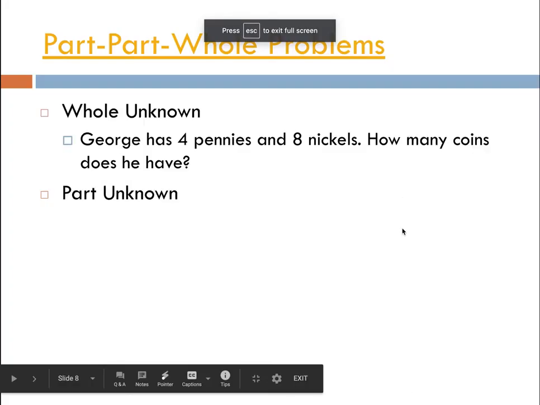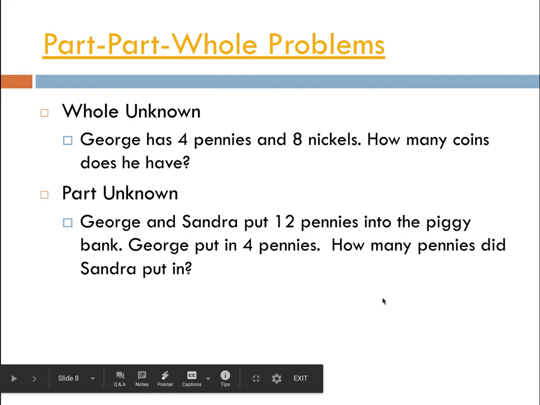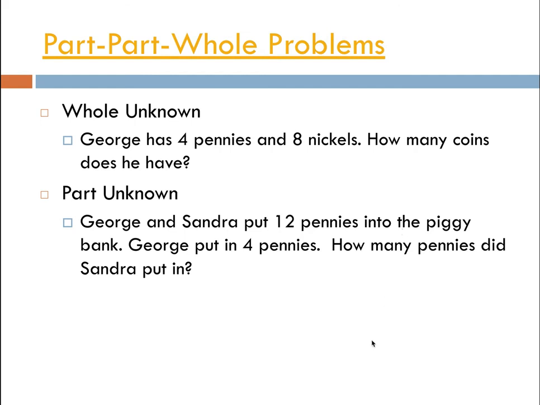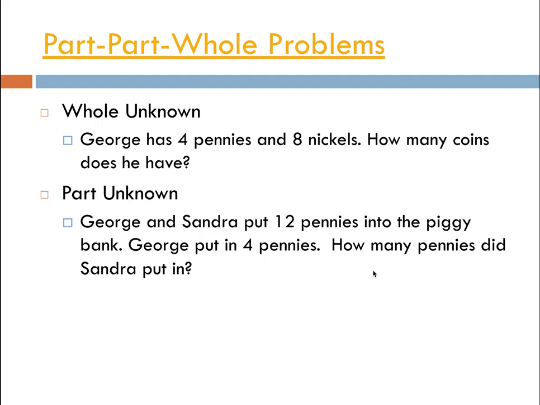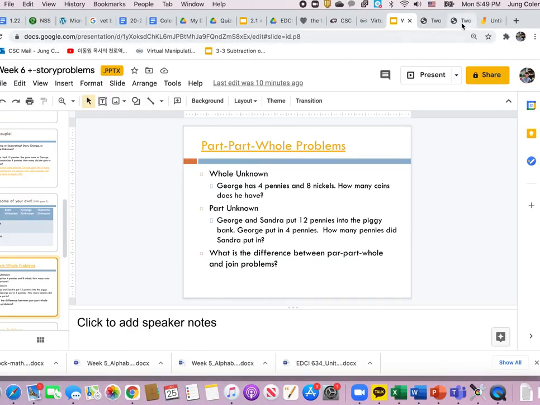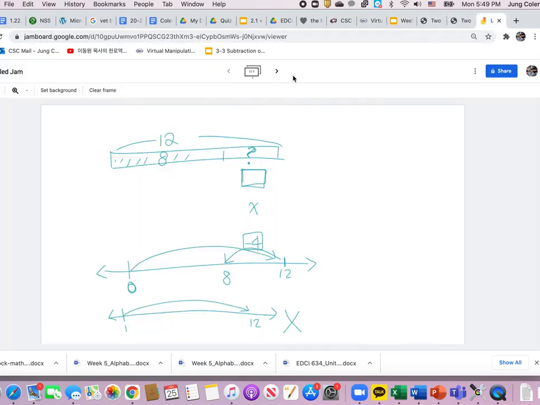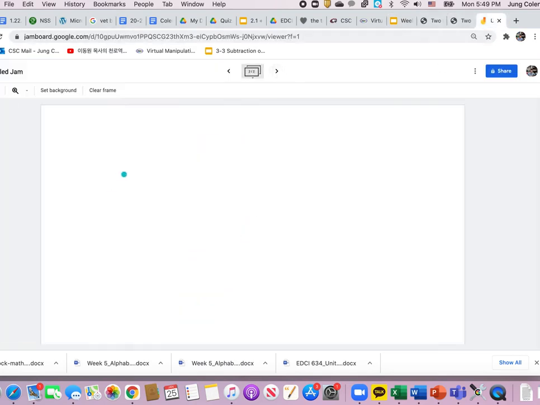Okay, and how about this one, part unknown? Here's one example. George and Sandra put 12 pennies into the piggy bank. George put in 4 pennies. How many pennies did Sandra put in? So we can maybe draw a picture using a bar model. Then how can we do that? We can consider this problem as George's and Sandra's. But the total, it says, George and Sandra put 12 pennies into the piggy bank. So the total is 12 pennies.